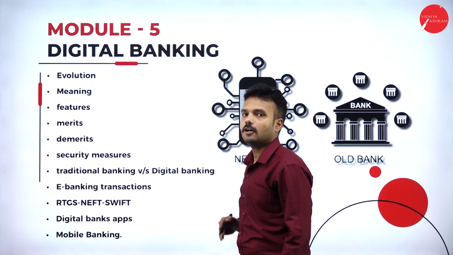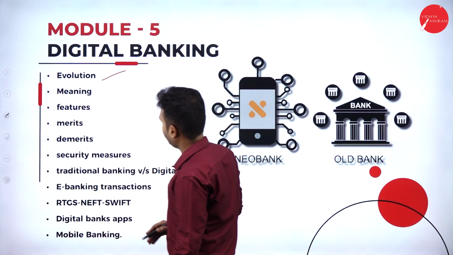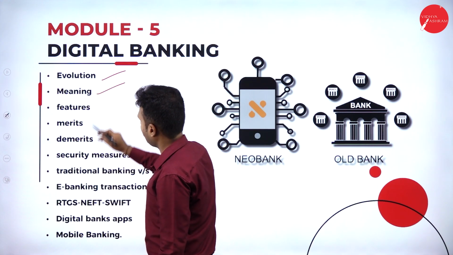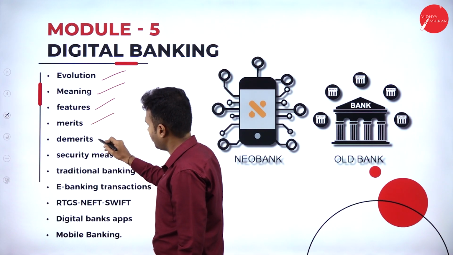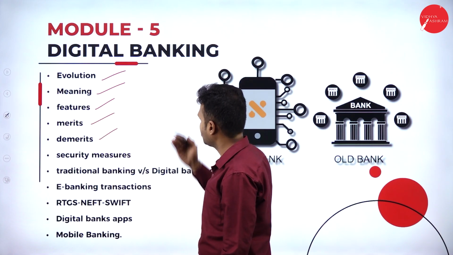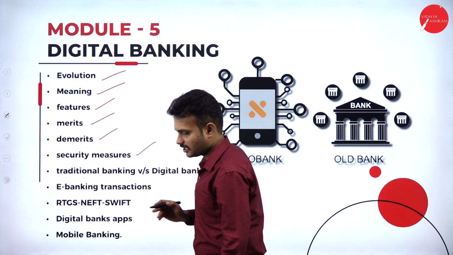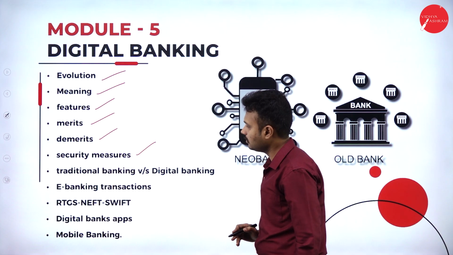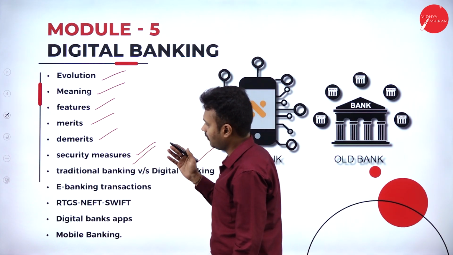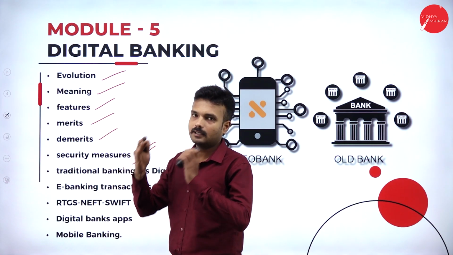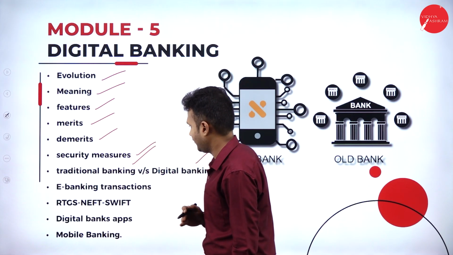These are the contents of Unit 5: the evolution of digital banking, meaning of digital banking, features of digital banking, and also the merits and demerits of digital banking, the security measures of digital banking, and also traditional banking versus digital banking. Here we are going to find the difference between traditional banking and modern banking, that is digital banking.